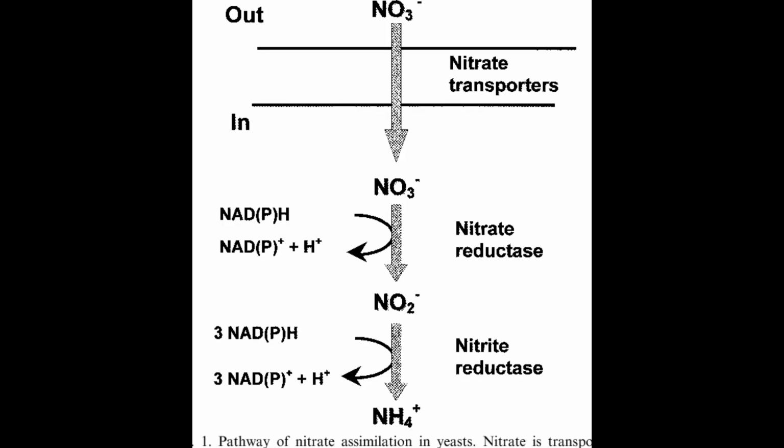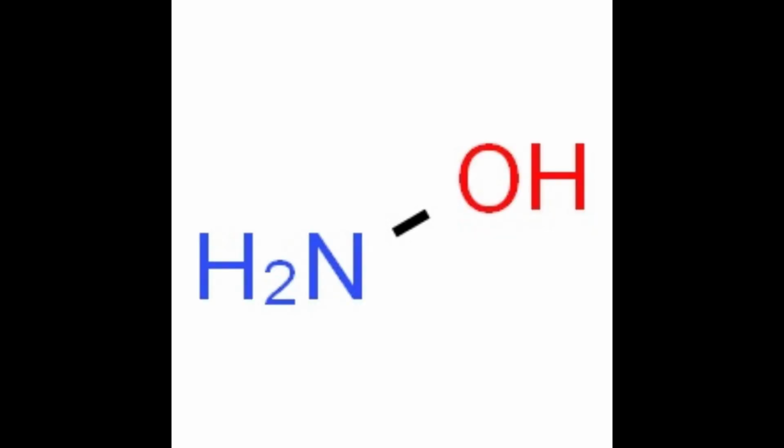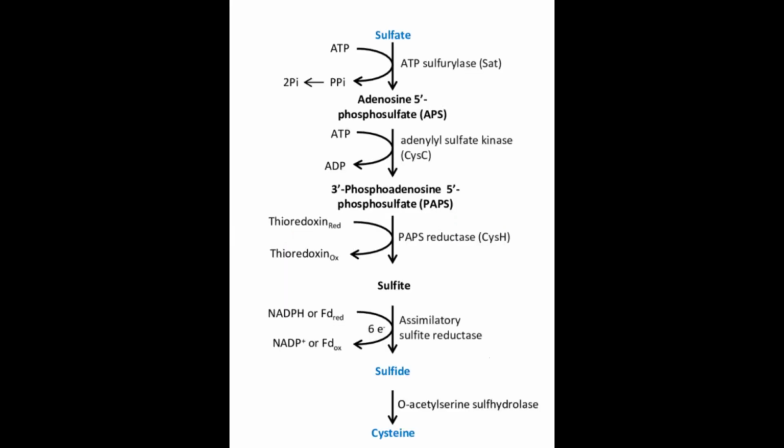To assimilate these, an assimilatory nitrate reductase will first use ferredoxin as an electron donor to reduce nitrate to nitrite. Then another enzyme, known as assimilatory nitrite reductase, will reduce the nitrite to ammonia, likely using hydroxylamine as an intermediate, to be assimilated. The sulfate assimilation pathway is a bit different.